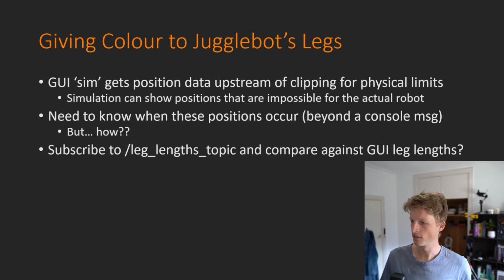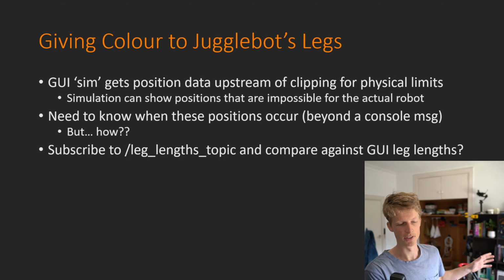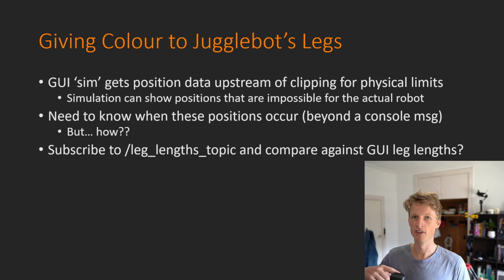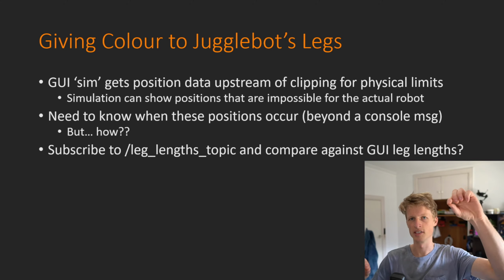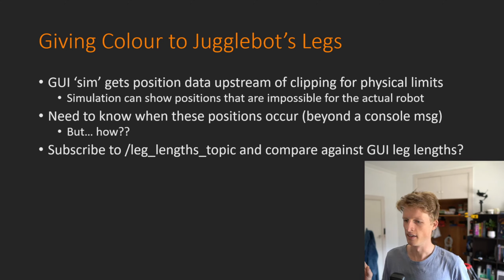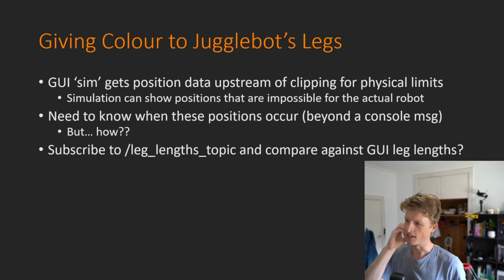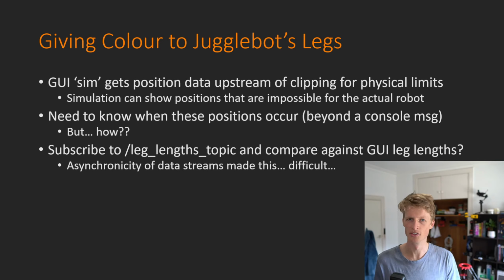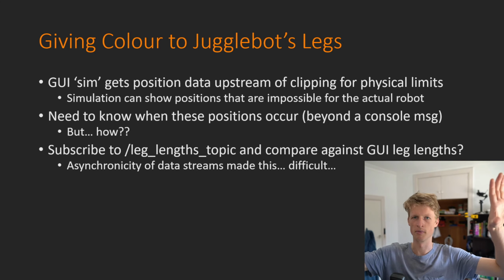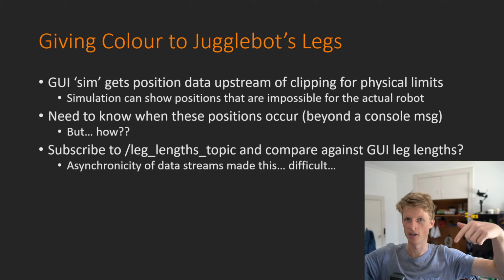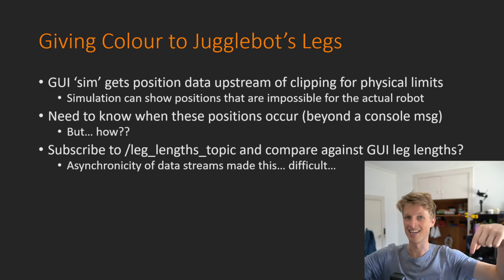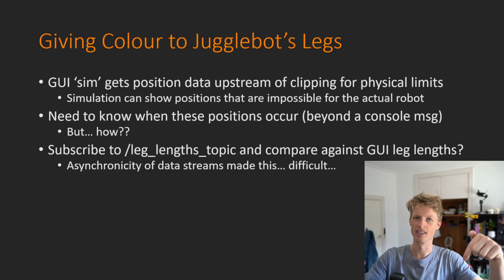So my first thought was that I can subscribe to the leg lengths topic, which is the actual leg lengths that are getting published to the robot, and then compare those against what the simulation is calculating for the distance between the equivalent points. And that very, very almost worked, but I was always one data point off, and I could not figure out why. It became really difficult to synchronize these two sets of data, because one was from one part of the ROS network, one was from another part. They were both publishing as quickly as they could, but they weren't publishing at the exact same time, so getting those synchronized was really tricky.